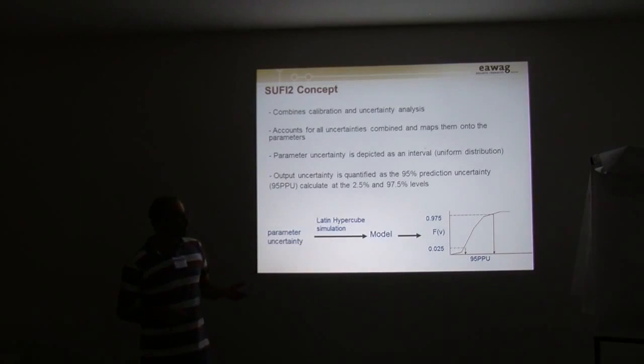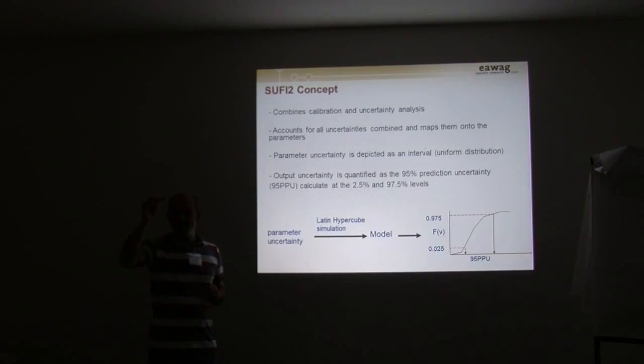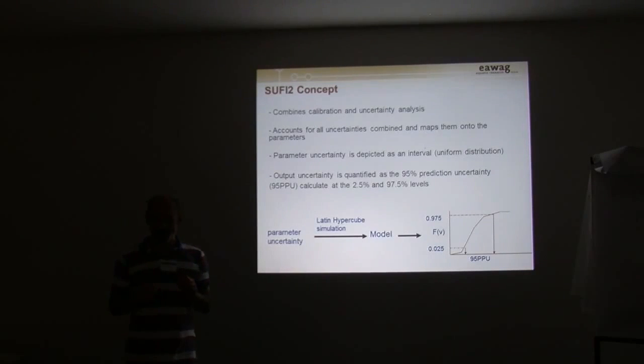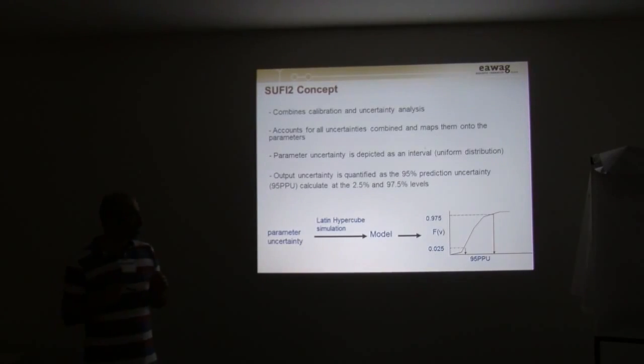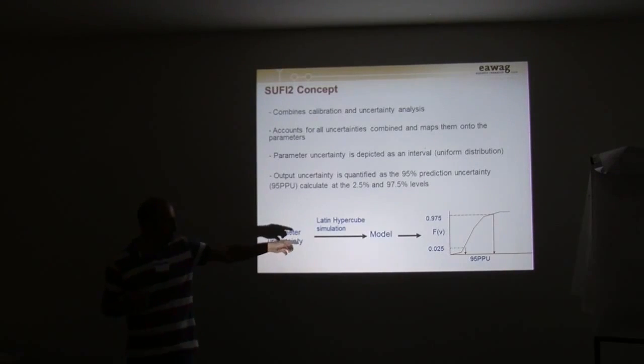So then you make the samples and run the model, and for each observation, you extract the data. At the end, for every observation, you have 500 simulations. Then of these 500 simulations, you calculate the cumulative distribution, and you get the 95 PPU.